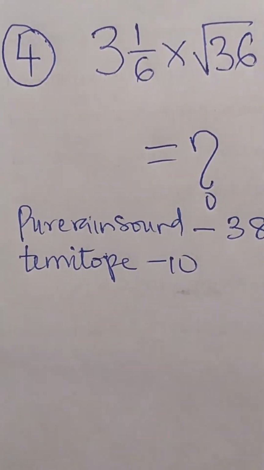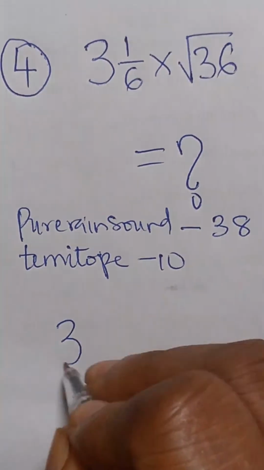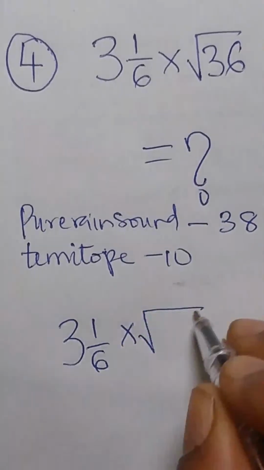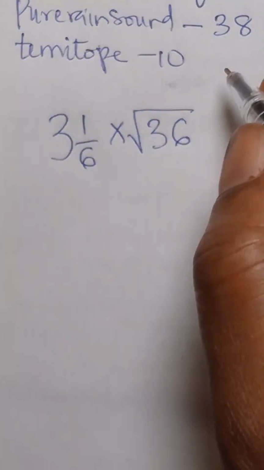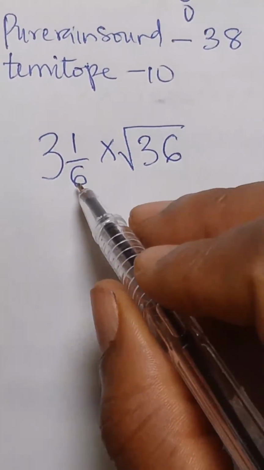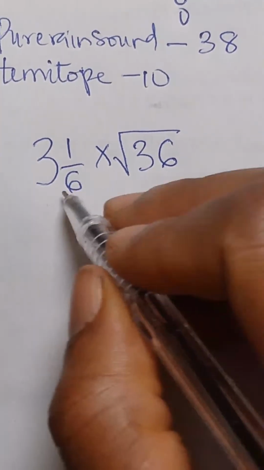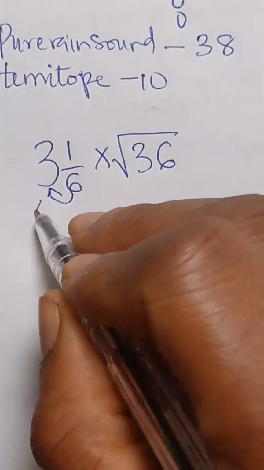So let me quickly solve this. Okay. So we have 3 whole number 1/6 multiplied by square root of 36. So we know that here we are going to convert it to improper fraction. How do you do that? You do 3 times.